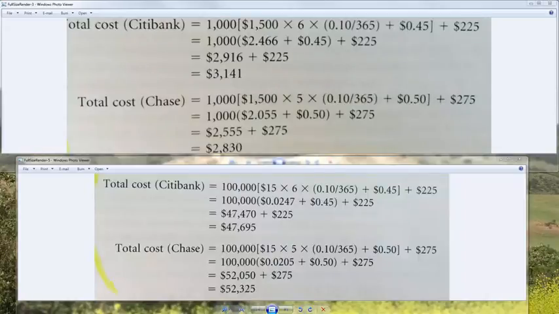And sure enough, back at the bottom half of your screen now, running through the calculations for Citibank, we see a lower cost of $47,695 compared to Chase, which was lower in the first example. Now it's higher at $52,000 and change.